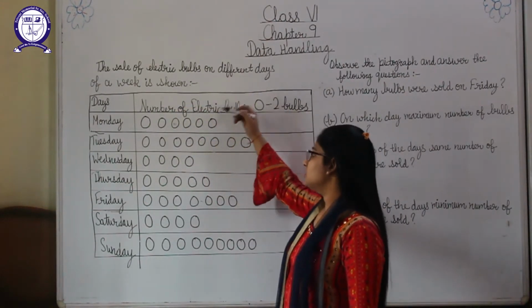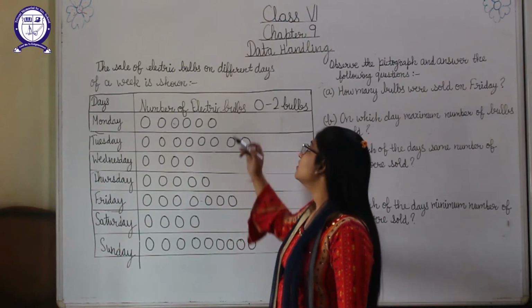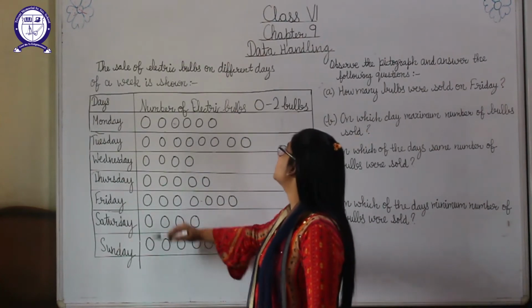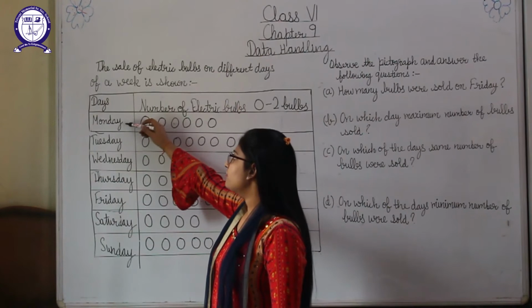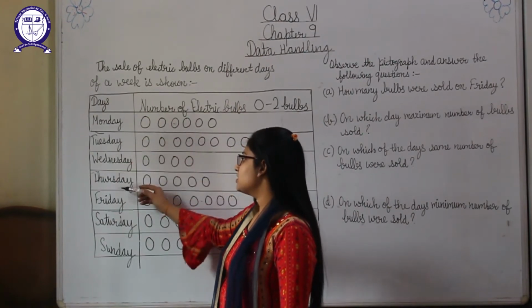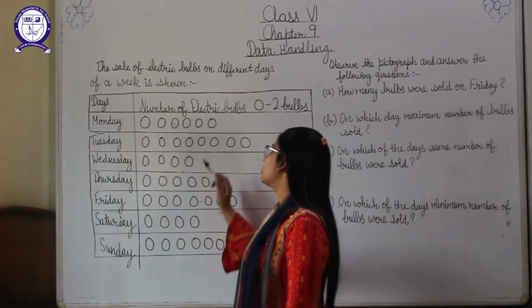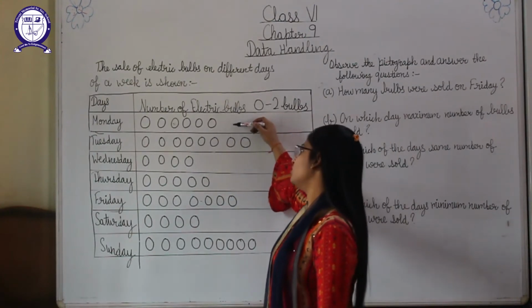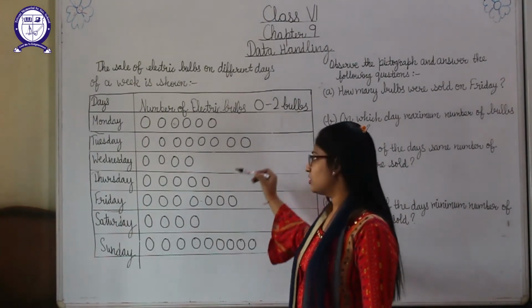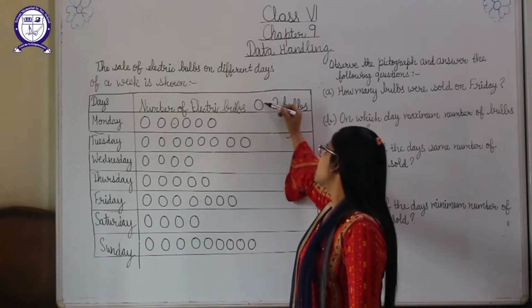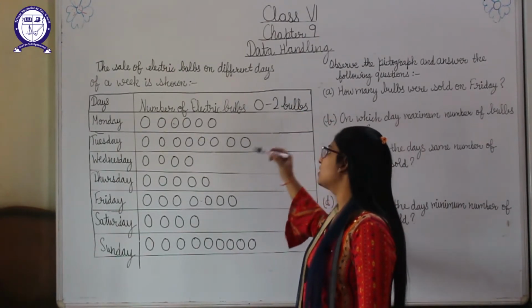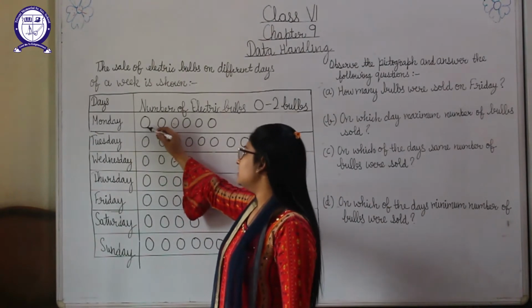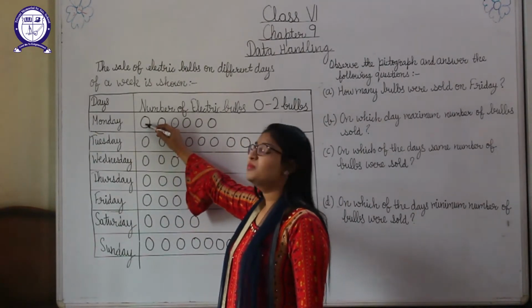This is shown as the sale of electric bulbs on the different days of the week, that is Monday, Tuesday, Wednesday, Thursday, Friday, Saturday and Sunday. The number of bulbs is shown in the form of a pictograph. Here, one circle represents two bulbs. If one circle is here, it means it is showing two bulbs.